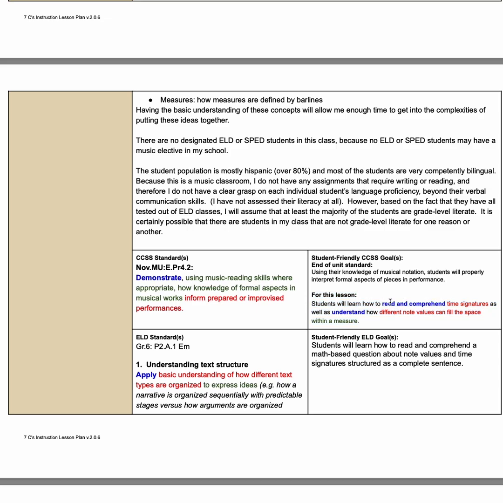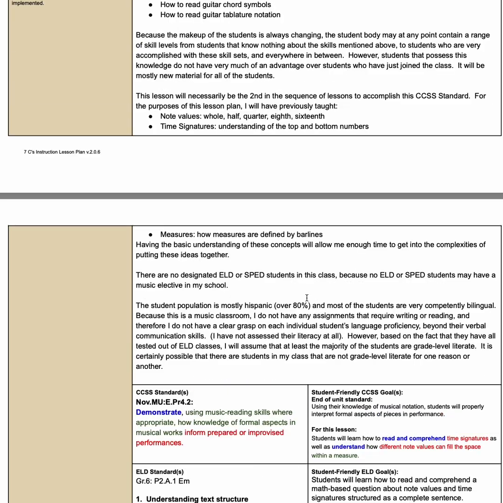So we're going to be focusing on time signatures and note values. However, I want to point out that this lesson will be the second lesson in this sequence for the standard. So in the previous lesson, I will have taught already the vocabulary words that they need to know for this lesson. So they're already going to know, if I've taught the lesson well, all the academic language that we need to manipulate for this lesson.